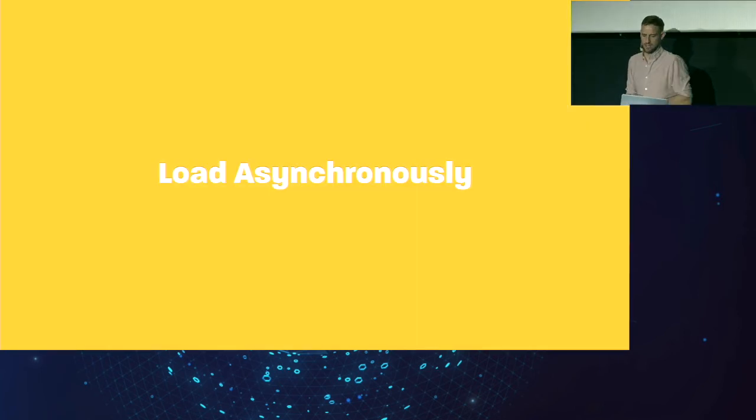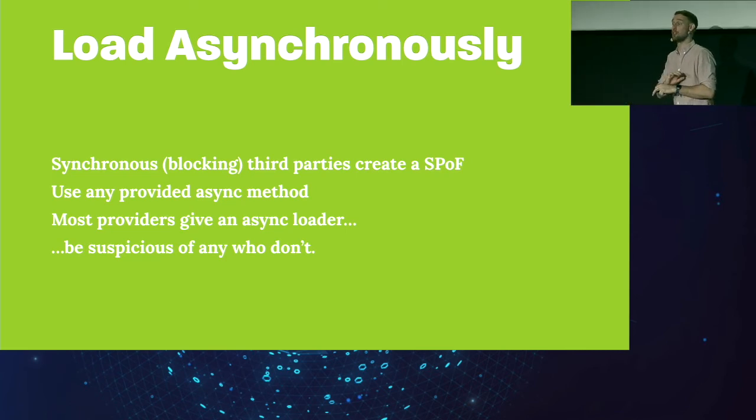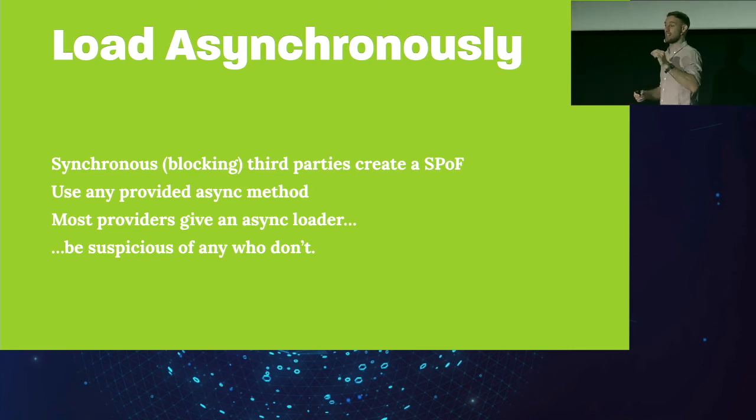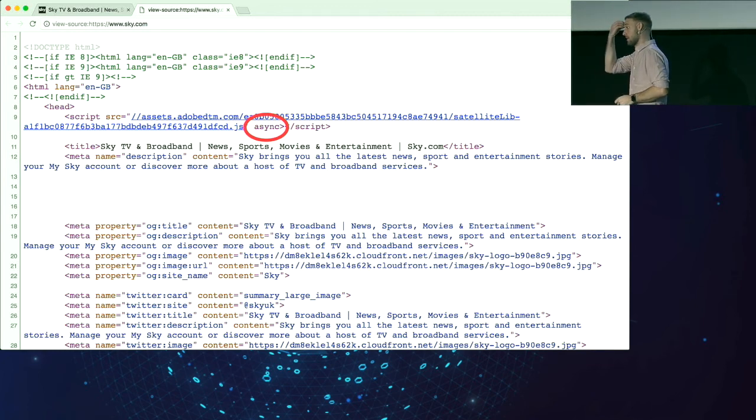Load everything asynchronously. Always use the asynchronous method of loading a third party. If a third party doesn't provide an asynchronous loading method, that's a red flag. Don't use them. They haven't considered the impact on you if they go offline. Certain third parties don't have a way of asynchronously loading their code, which means they've never once considered, what if we go down? All of our customers would be affected. If there isn't an async loading method, be suspicious. The fix for this sky.com problem was as easy as, let's stick an async attribute on there. That's all it needed to be. That would have completely solved that 1.3 minute problem.